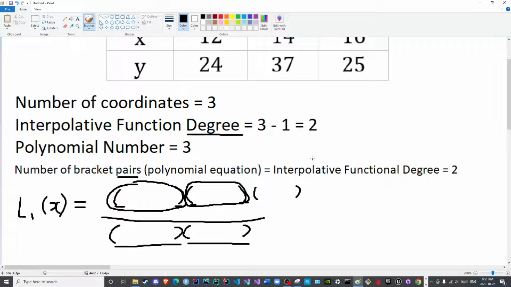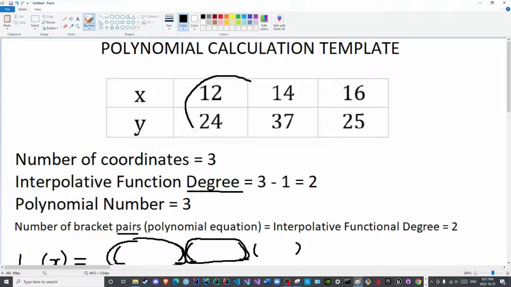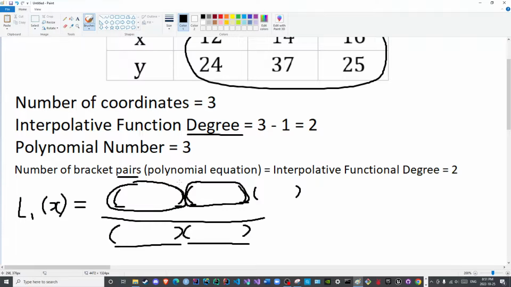If the question asks you to interpolate this question but with the first degree, then the number of pairs will equal 1, which means that you will only need a single pair as a numerator and a single pair as the denominator. And that is it for this addendum.